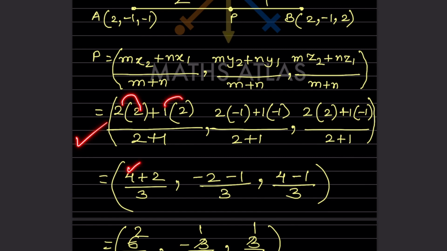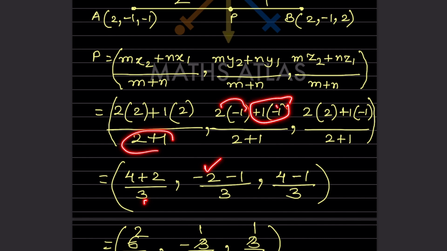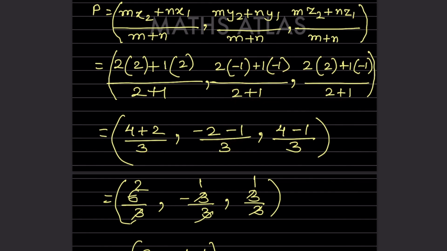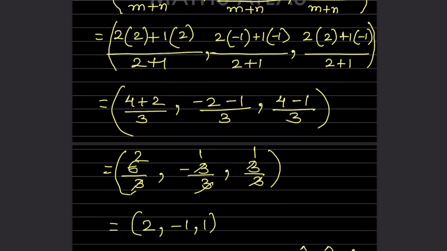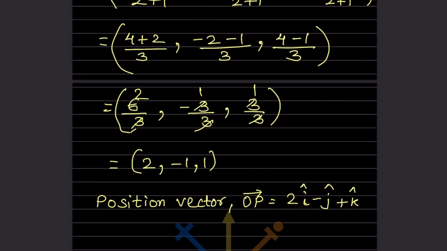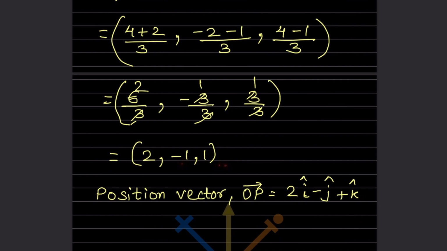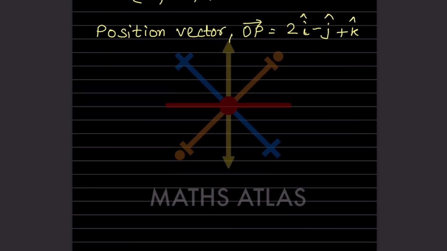So now I'll skip this step for that one. This will be 4, 2 divided by 3, then it will be -2, -1, and this is going to be 3, 4, -1, and this is going to be 3. So what is this going to be? 6 by 3, -3 by 3, and this is going to be 3 by 3. So this will be 2, this is going to be -1, and this is going to be 1. So what we get here, 2, -1, and 1. So we can write here position vector of P is 2i, this is -1 means -j, and this is going to be +k. So this is the answer.